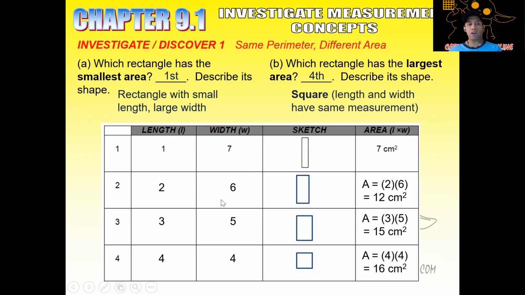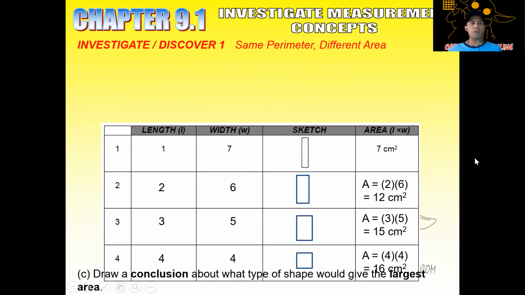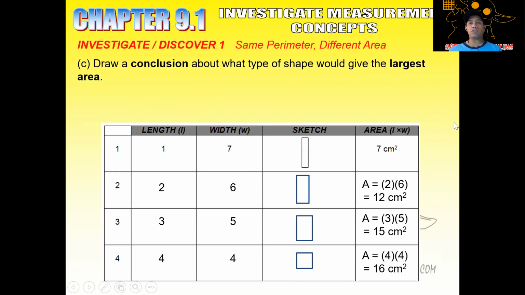Okay, and it's a square because again, the length and the width are exactly the same. Now, keep that in the back of your mind as we go through these investigations, because there is a general idea that I want you to see for each investigation that you see here. All right. So the next thing we want to do here is to just draw a conclusion in terms of what we came up with in this investigation.